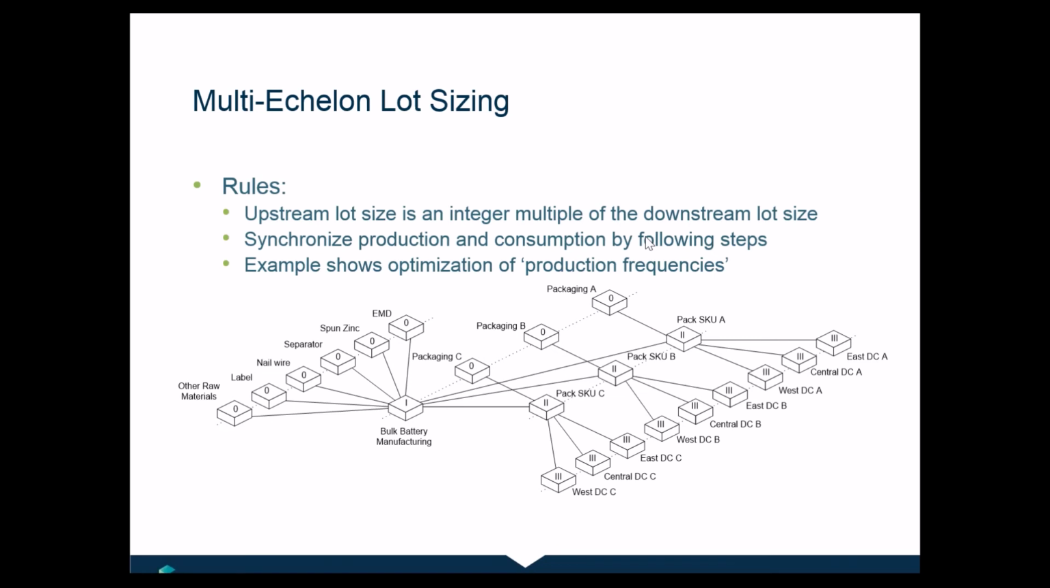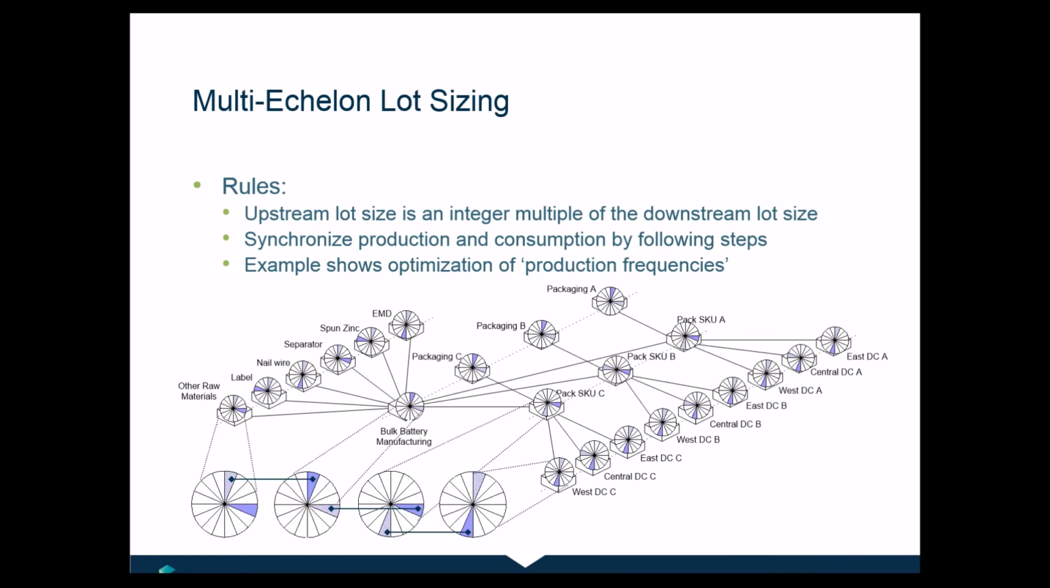That's how it works. A second thing we do is synchronize production and consumption by the following steps. So instead of having the reordering and the production desynchronized, we will try to make sure they are synchronized to the same moment in time. And we can optimize lot sizes. We can also optimize production frequencies. And if we do that, this is the type of result we get. You could say that I kind of have a distribution wheel. Some products I will distribute weekly. Other products I might distribute once every 2 weeks. Others I might distribute once every 4 weeks.